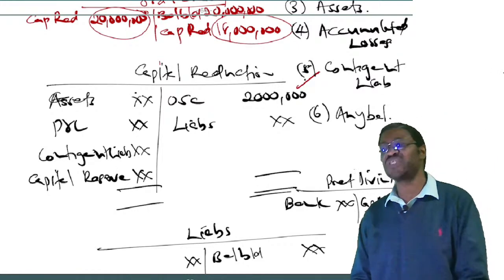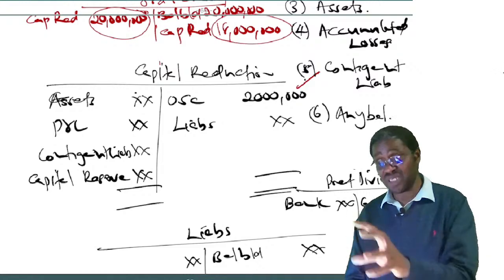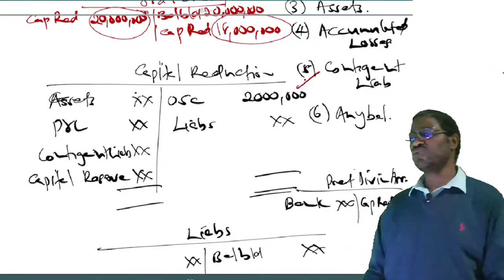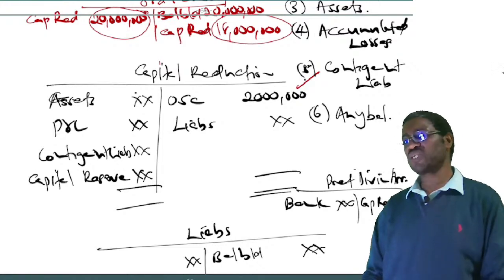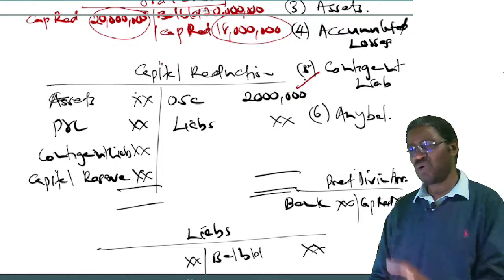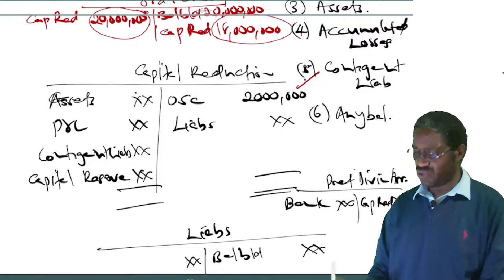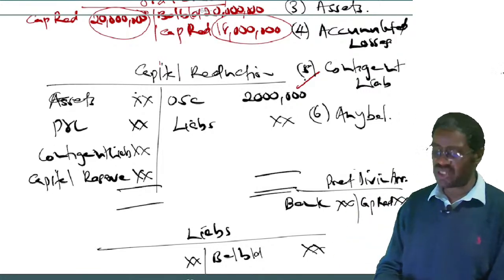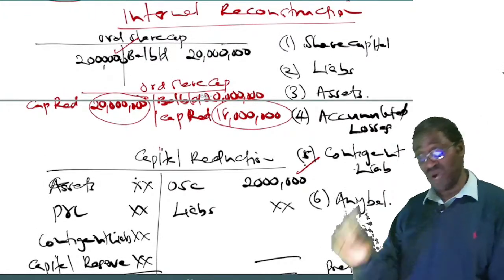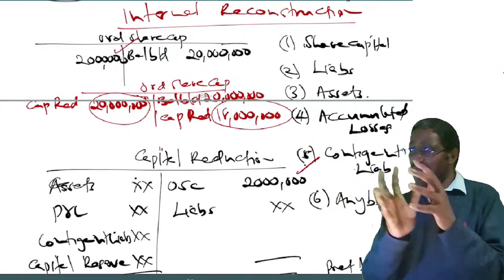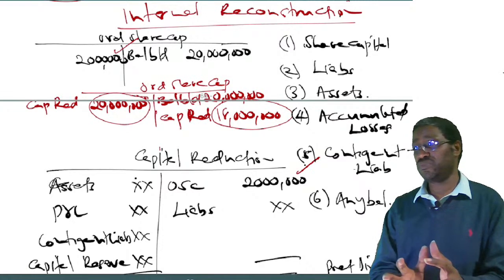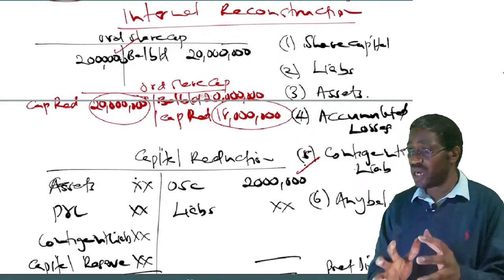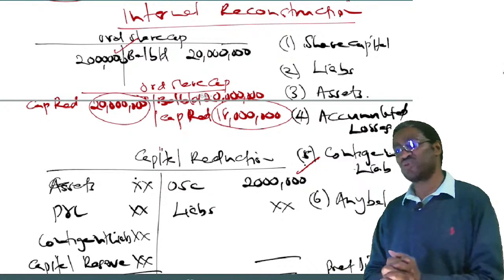That's how we treat the balance in case there is a balance in that account. So I've gone through the 6 official accounting entries for internal reconstruction. Number 1, with amount written off on share capital, whatever it is that you're writing off, you debit share capital and you credit capital reduction.